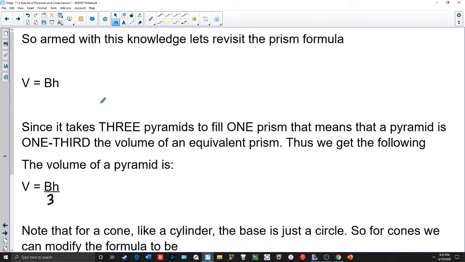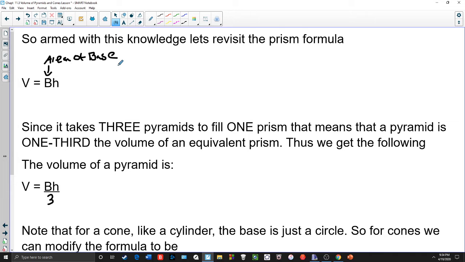So with this knowledge, let's go ahead and revisit the prism formula. The prism formula, remember, is base times height. Area of base, I should say. So the area of the base times the height. Since it takes 3 pyramids to fill one prism, that means a pyramid is only 1/3 the volume of the equivalent prism.